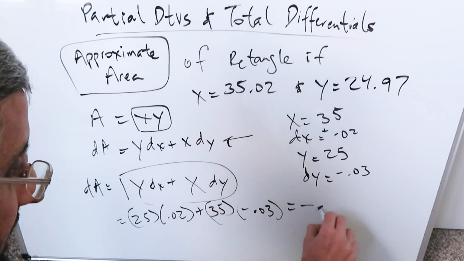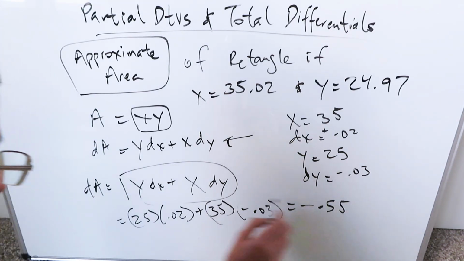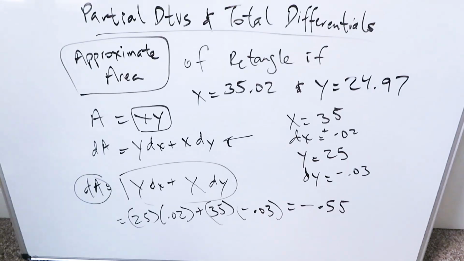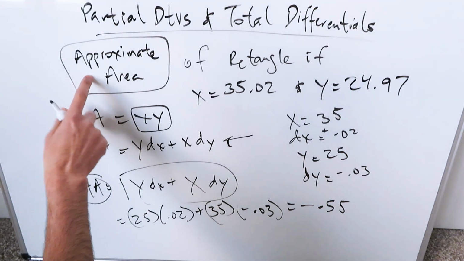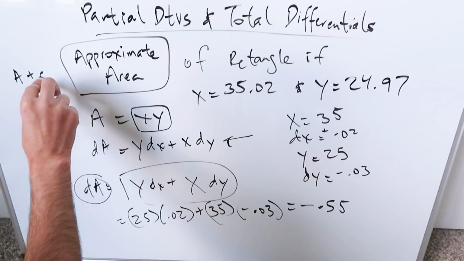I'll put it over here. This is not my end result. This is only giving me my total differential. But what does a total differential represent? It represents your delta. But delta, your change in what? Your area. What will be your approximate area? Your approximate area will be equal to A plus dA.